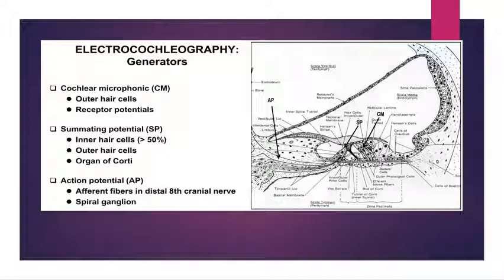Then you have the summation potentials. These summation potentials are generated by the inner hair cells. Now the action potential is generated at the level of the nerves. The spiral ganglion will be here, and these are the dendrites of the bipolar cells. So cochlear microphonics by the outer hair cells, summation potentials by the inner hair cells, and the action potential by the bipolar cells or the cochlear nerve.